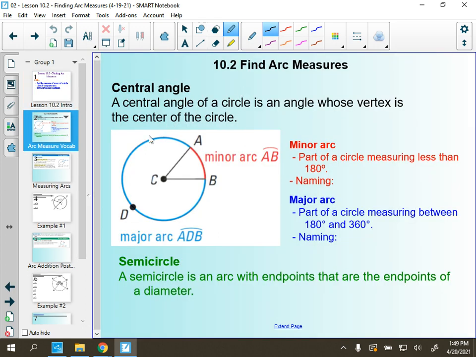Let's get the picture first. We've got a circle, right? Circle C, as we talked about in the previous lesson on naming a circle. The first new feature that we're seeing here is what's called a central angle. It's this angle ACB. I didn't mean to write right over the top of them there, but angle ACB, whose vertex, right, where's the vertex? It's the center of the circle. So angle ACB would be our example there.